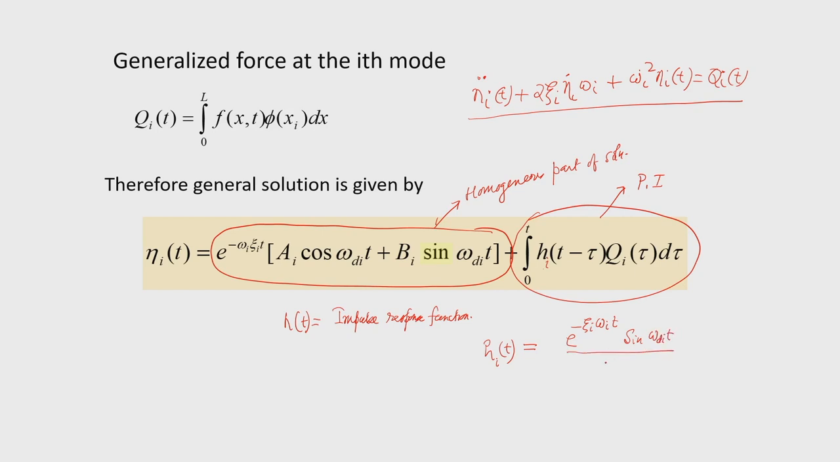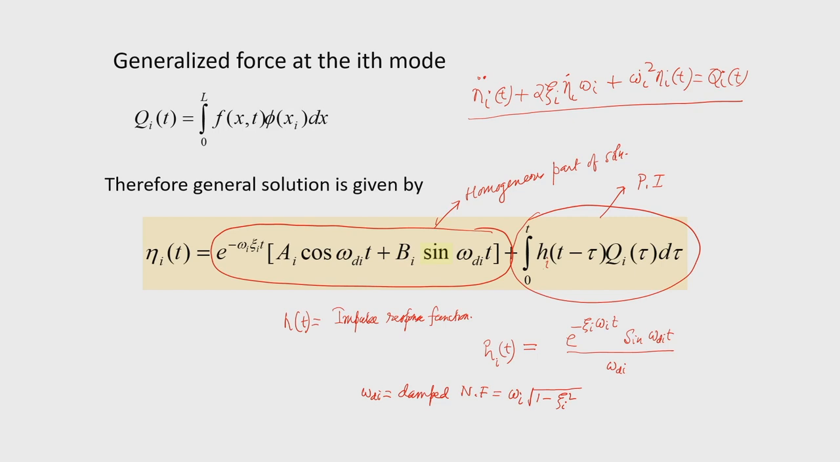divided by, because we are taking mass after normalization procedure, mass is 1. So, therefore, we are taking this omega_di. Okay. So, here you can see omega_di is nothing but the damped natural frequency of the beam at the ith mode, and it is nothing but omega_i, the undamped natural frequency, into root over 1 minus xi_i square, where xi_i is the modal damping ratio.